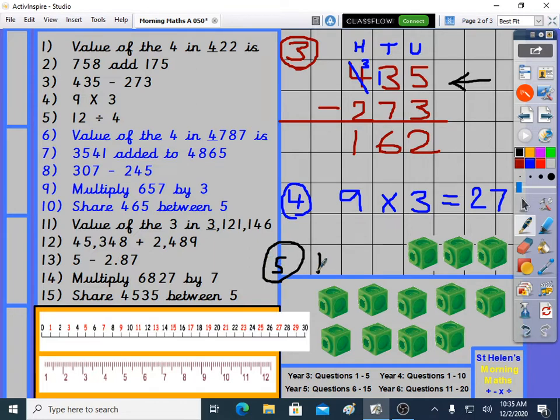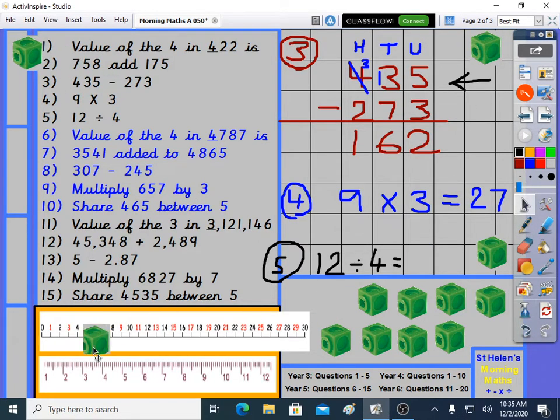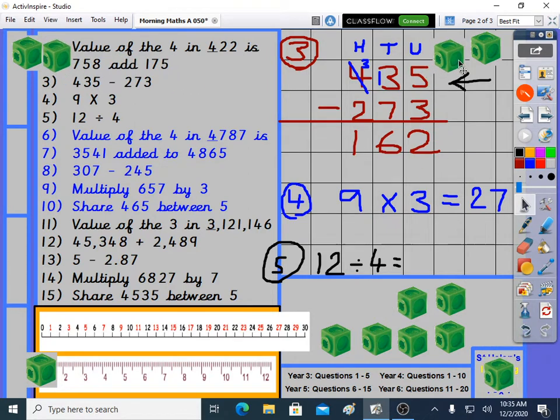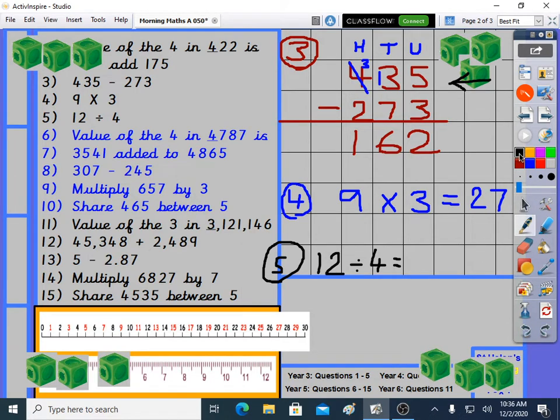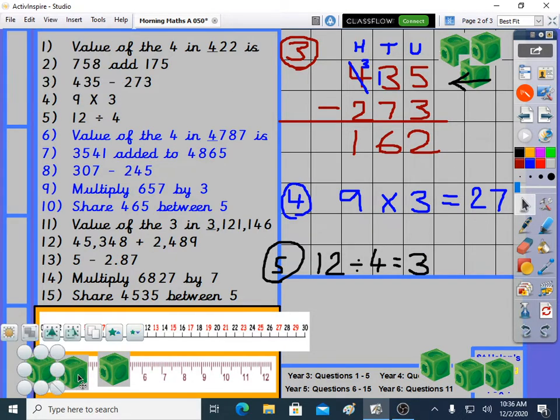Question 5. 12 divided by 4. This is where I share out the blocks into 4 groups. I'll put groups in all the corners of the screen like I've been doing lately. One here. They're all going to have 3 blocks, aren't they? You can see that happening. Yep, 12 divided by 4 equals 3. And we'll move on to question 6.